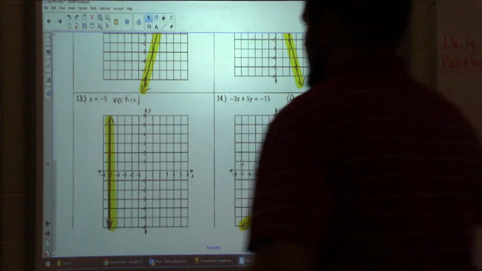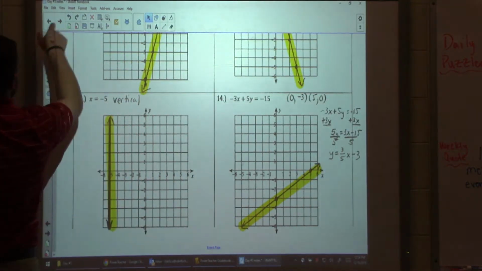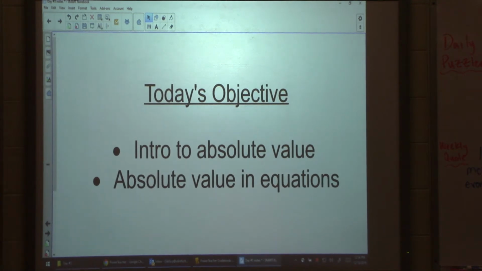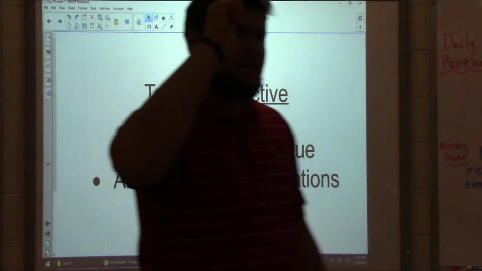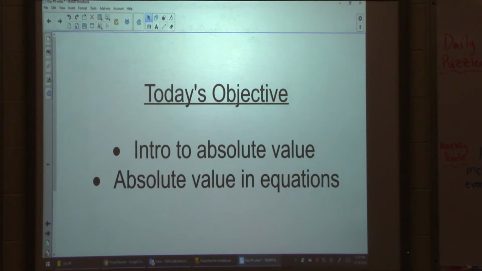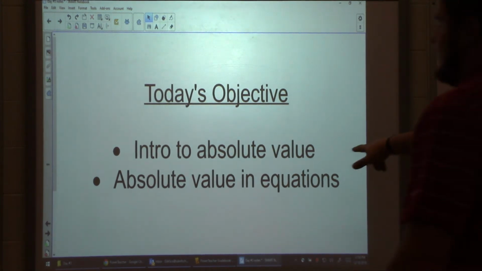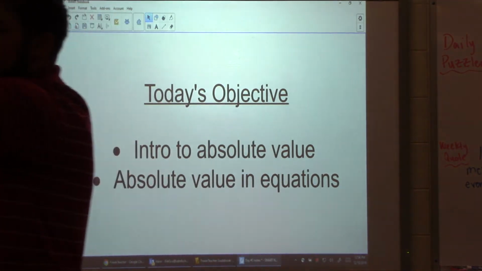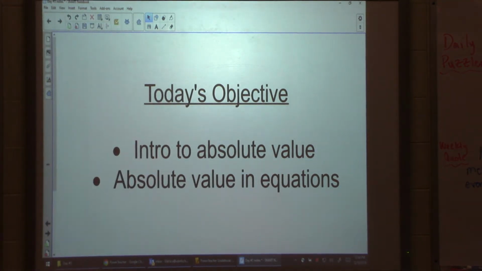Alright, so here we go. Today, we're talking about absolute value, which you should already know. Right? You learned this in Algebra 1, I believe. So you should know how to do absolute value. Second thing we're going to do today is talk about solving absolute value equations. This should take us maybe 10 minutes. Today's lesson should be really short, very quick.